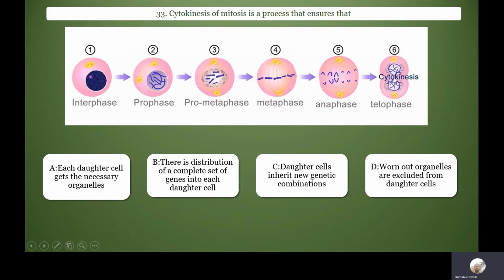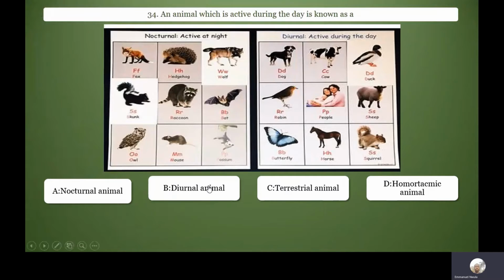Cytokinesis is that division of the cell to give you two daughter cells. So it ensures that each cell has a nucleus, a complete set of genes. So the correct option is B. An animal which is active during the day is known as... the correct option is diurnal.